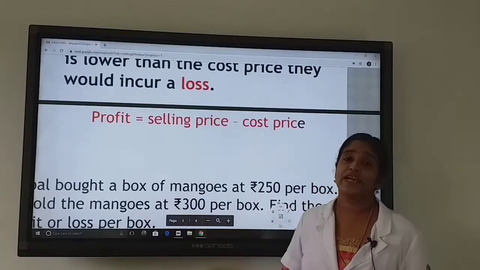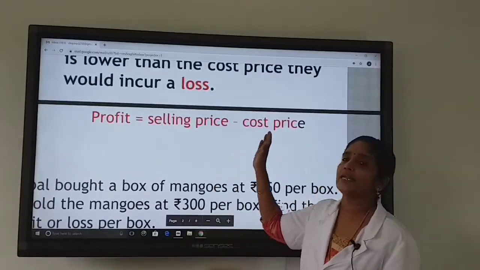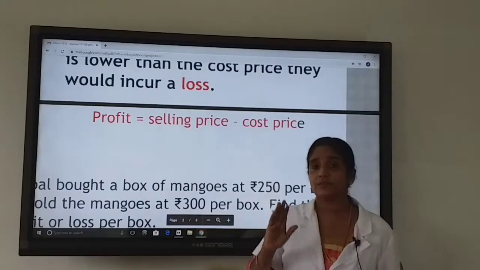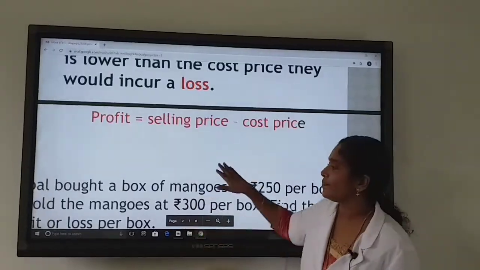So, how can we find the profit? Profit means selling price minus cost price. What is profit? Selling price minus cost price.